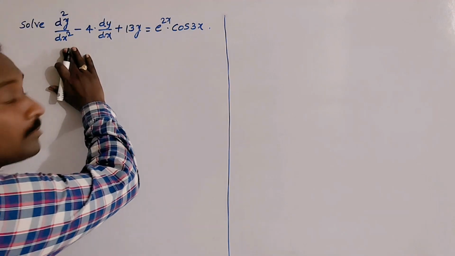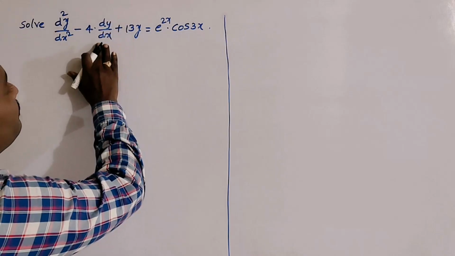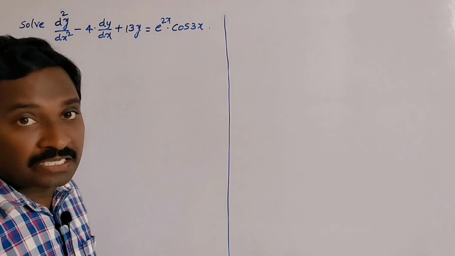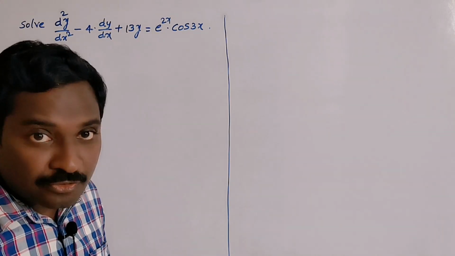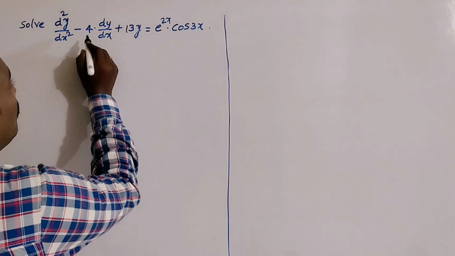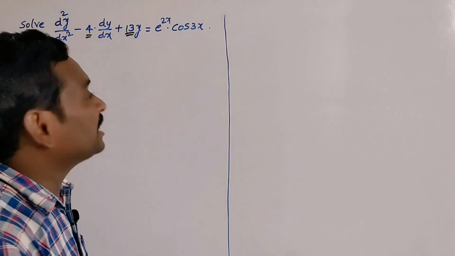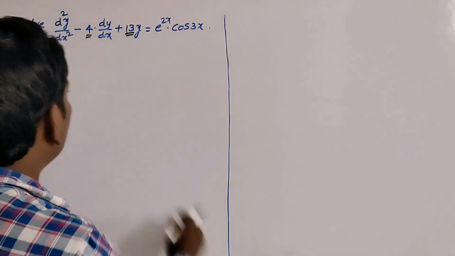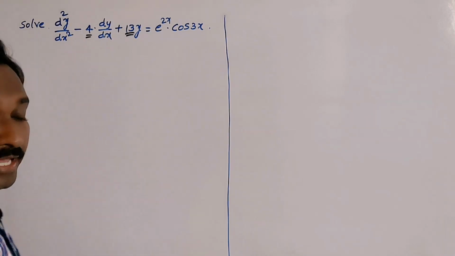This is the next problem. Solve d square y by dx square minus 4 dy by dx plus 13y is equal to e power 2x into cos 3x. Clearly this is a second order differential equation with constant coefficients. Since the coefficients of the derivatives are constants, that's why the name becomes differential equation with constant coefficients. Here also the coefficient of the second order derivative is 1, which is also a constant.